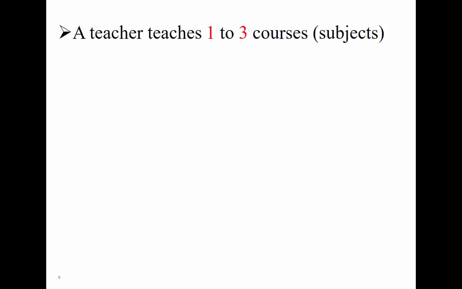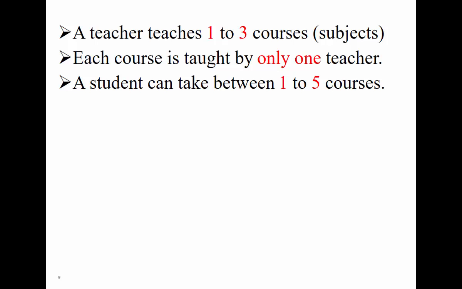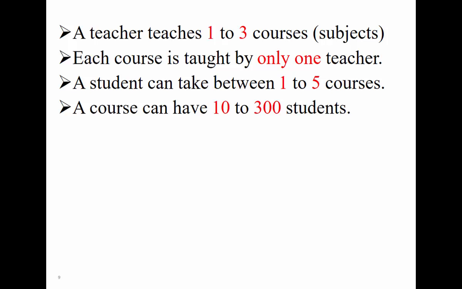Now let us look at this one. I would like you to take pencil and paper and try to do it for 1 minute. This is an example. A teacher can teach 1, 2, 3 courses. While we are discussing this, try to come up with a diagram that represents these relations. So the teacher can teach 1, 2, 3 courses. Each course is taught by only one teacher. Students can take between 1 to 5 courses. A course can have 10 to 300 students.